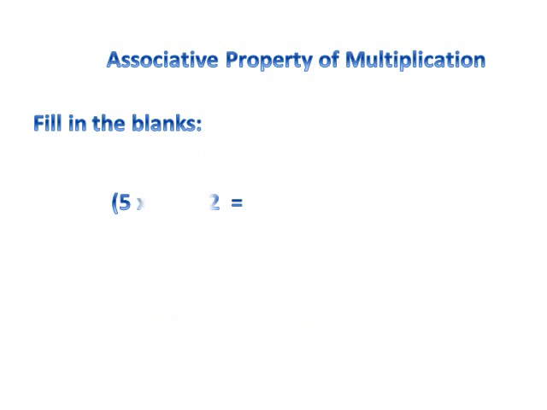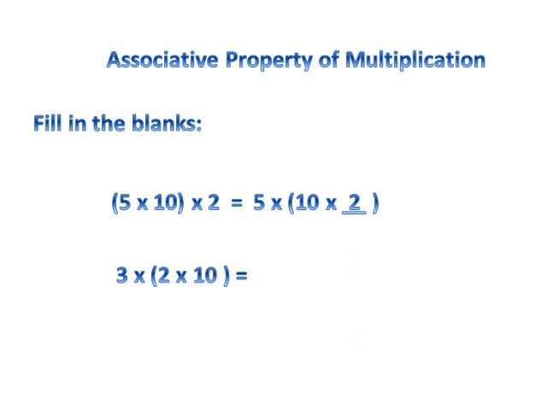Alright, so let's fill in the blanks. We have this example, 5 times 10 times 2. What is that equal to? They have the same order, only the parenthesis has been moved, so therefore this one should be 2. And how about this one? This is our blank. The answer for this one should be 3.